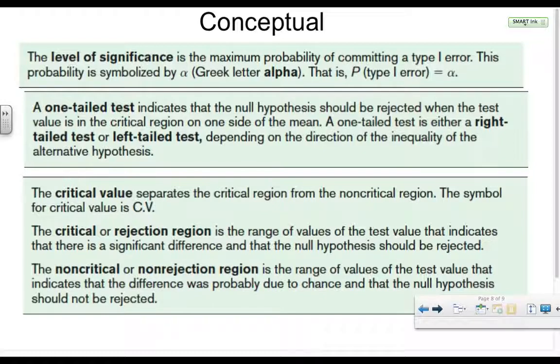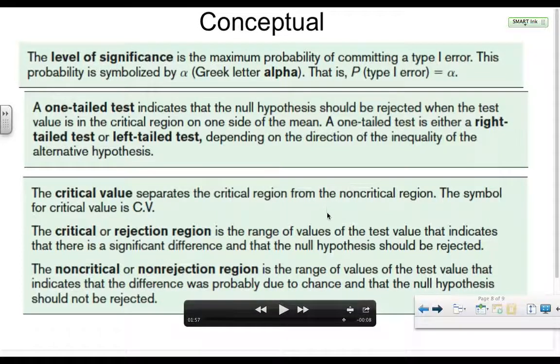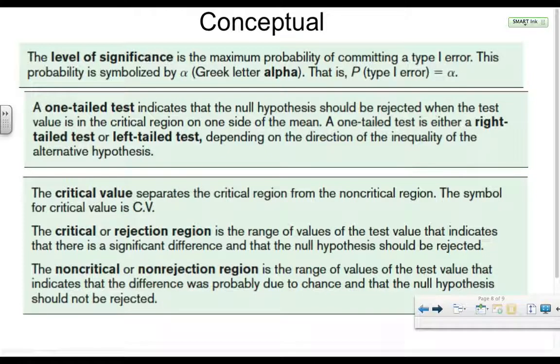A one-tailed test is when we have a greater than or less than situation. A two-tailed test is if we have just not equals to. All right, critical value. We're going to talk more about this in the next lesson, but a critical value says that anything above or below this value, depending on whether we have a greater than or less than symbol, will give us the answers that we want. So it's a rejection region.